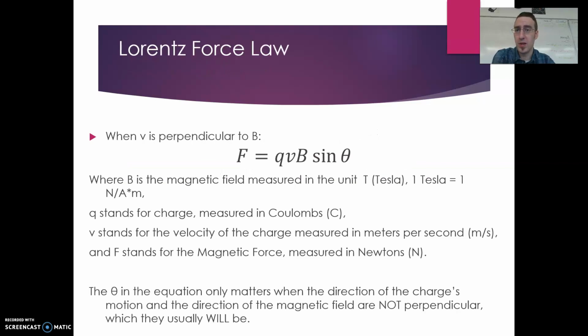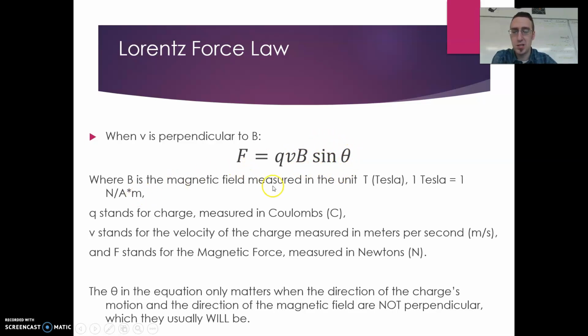This relates to the Lorentz force law, which says that the force acting on something, like on a current, is equal to the charge times the velocity of the charge in the wire times the strength of the magnetic field, which is B, times sine theta, which we're actually not going to use very often.